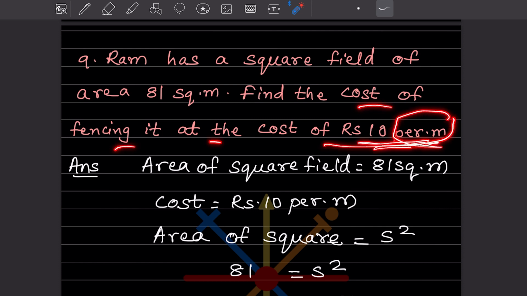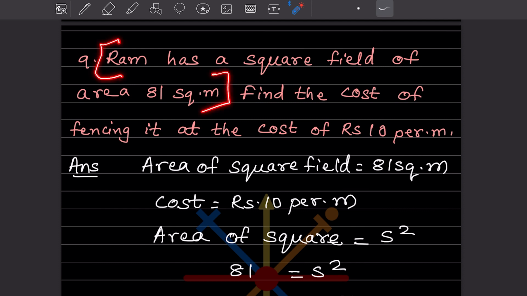So now again here, what they have done, they have written per meter. So now look at here. Let us see the first sentence. The area is given, so we'll start with the area. This area is given as 81 square meter. So we'll start with the formula for area first.